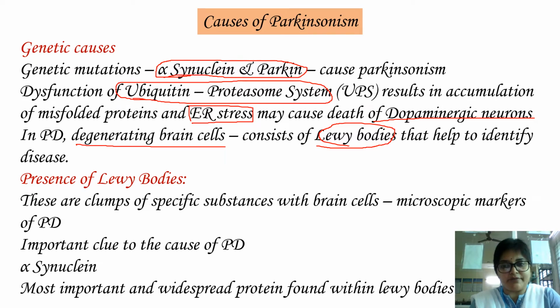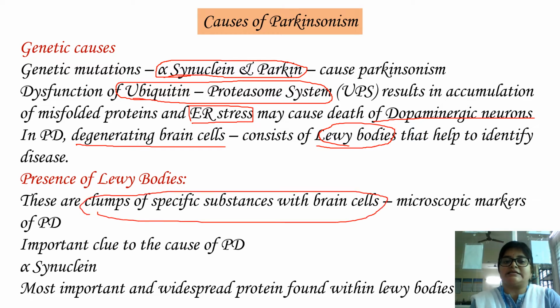And what are these Lewy bodies? These Lewy bodies are nothing but clumps of specific substances within the brain cells, and these are considered microscopic markers. Markers, in the sense that to identify anything we use markers. In the same way, to identify Parkinson's disease, we take these Lewy bodies as markers, and the presence of these Lewy bodies gives an important clue for the presence of Parkinson's disease.